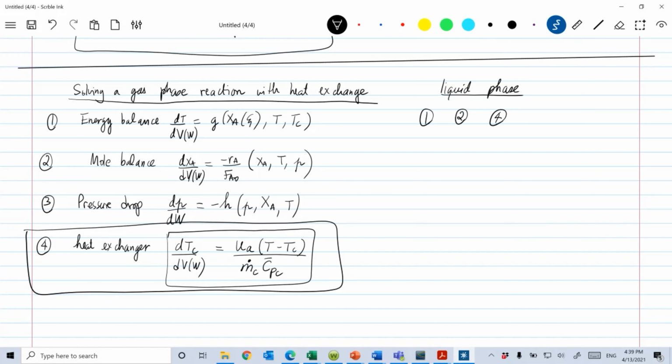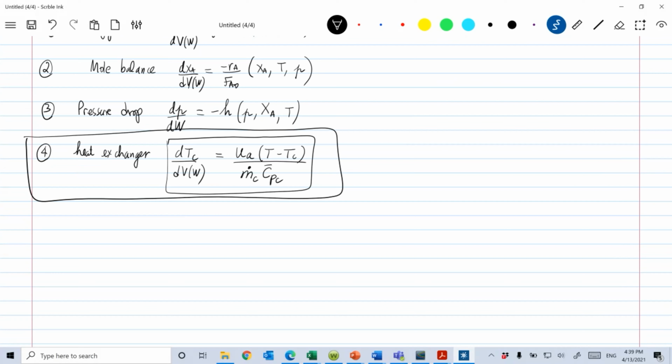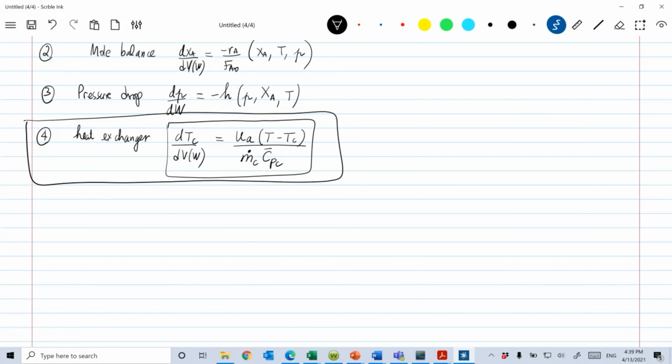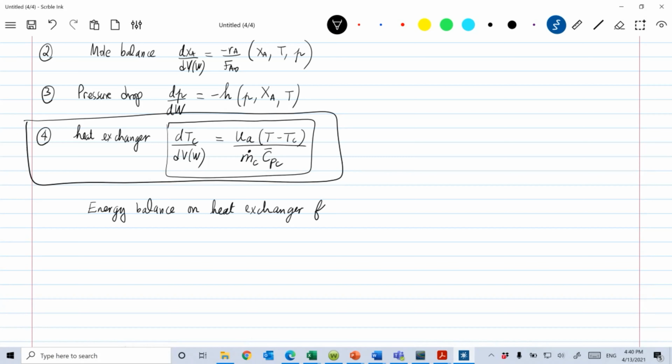So now, the one term we introduced is the heat exchanger term. So that differential equation, the question is, how does it come about? We can look at an energy balance on the heat exchanger fluid. This is one last thing we're going to do before we adjourn. So we're going to look at that last.